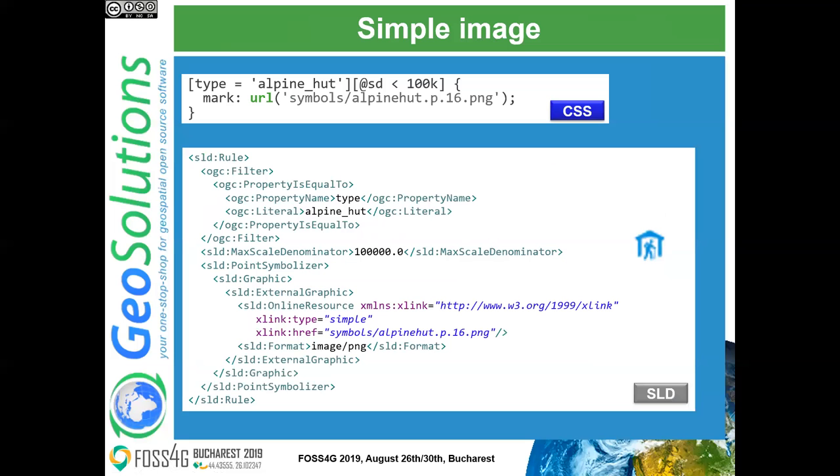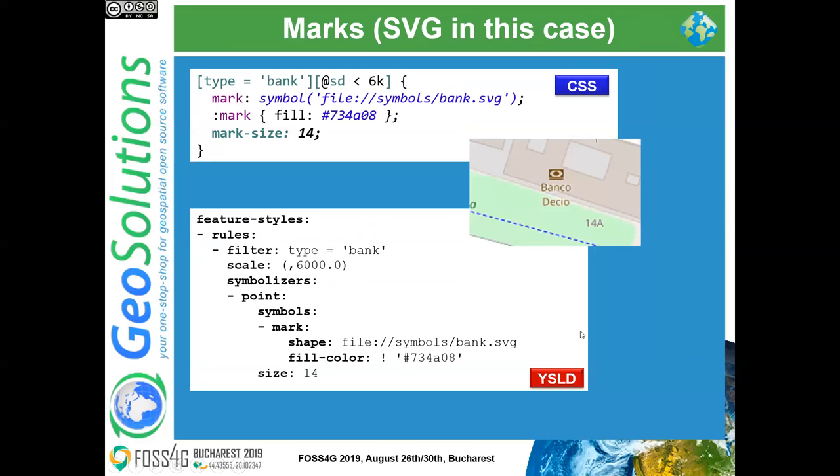What about point styling? In CSS, point styling cannot get any easier if you just want to use an image. We have already seen that in SLD, it gets a bit more complicated. It's possible to use not just PNGs, but also SVGs as images. And here is the extension that we created for rendering OSM, where we use an SVG as a mark, that is, as a shape that we can fill and stroke, and then say, within the mark, please use this color. The same has been expressed here in YSLD. So if the type is blank and the scale is less than 6,000, use a point symbol, in particular this SVG with this fill color and this size.